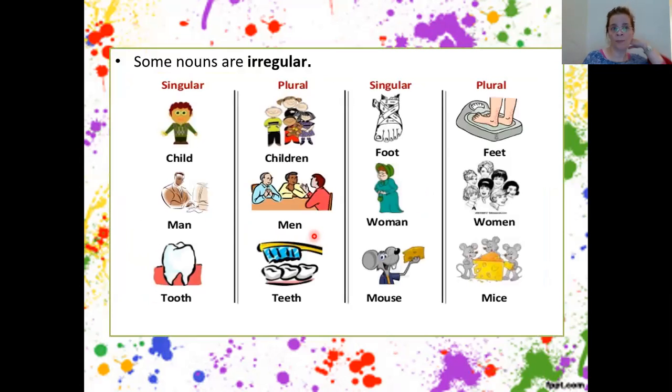All right, so some nouns are irregular when they're plural, which means that it changes the full form of the word. So singular child would be children, and singular man would be men. Singular tooth would be teeth. Singular foot is feet. Woman is women, and mouse is mice.